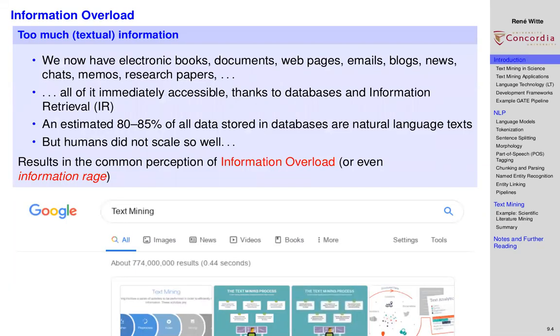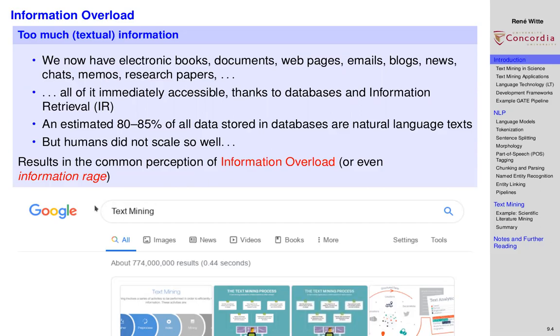So what's the motivation? Well, the main problem everybody is facing is information overload. You have all of this information available online nowadays: books, documents, web pages. You get all the text messages, emails, blogs, news. You have research information, business information, memos, everything electronically, and you can access it instantly. We have databases, information retrieval, like search engines, and you can immediately retrieve them, but that doesn't mean that they are immediately useful for you.